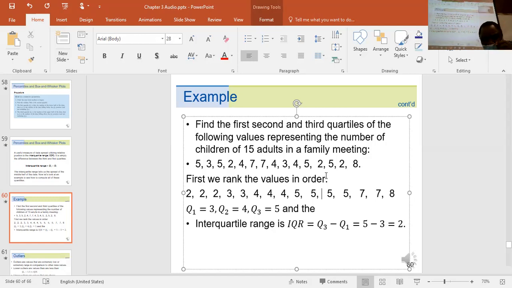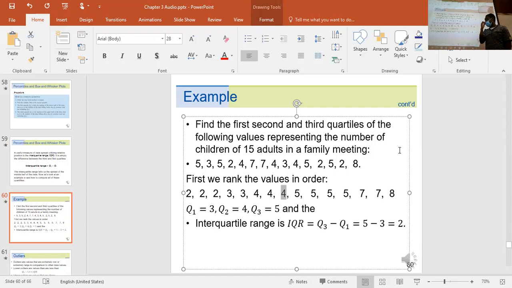So we now count 1, 2, 3, 4, 5, 6, 7, 8. This is the median. So we can see that there are 1, 2, 3, 4, 5, 6, 7 here, and here 1, 2, 3, 4, 5, 6, 7. We have divided the data into 2 equal parts. So the median is 4. Q2 is 4.